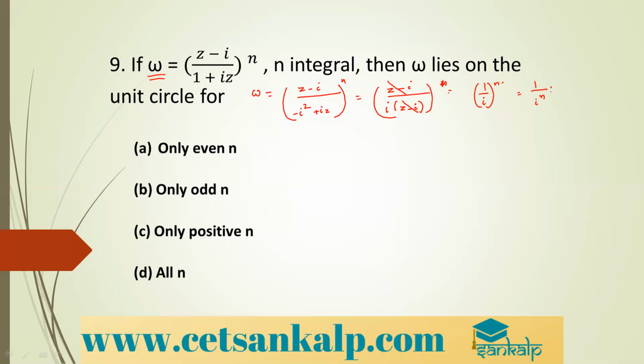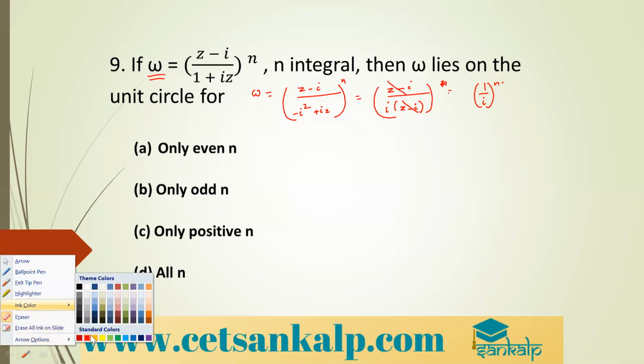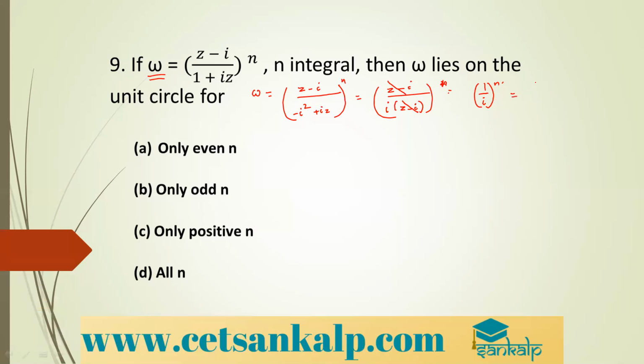So why am I multiplying i up and down instead of writing like this? If I want to modify it, I have to take like this. Quickly I will finish. I have 1 by i. I will multiply i here, I'll multiply i here, whole power n. Then I will have i by i square whole power n, and then i by minus 1 whole power n. Then minus i whole power n.